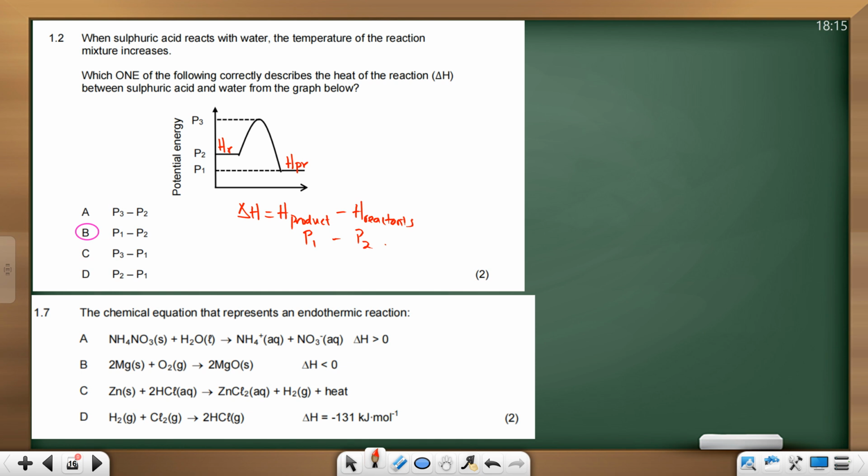Number 1.7. The chemical reaction that represents an endothermic. Oh, beautiful. I love this. Endothermic. Which one will it be? Come, answer us quickly. Thank you. Diobo gave me an A, which is correct. So the correct answer is A. Remember, endo, our delta H is positive. Beautiful. All of these three are saying the same thing.